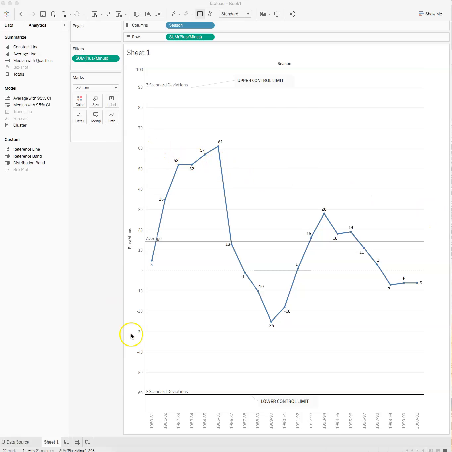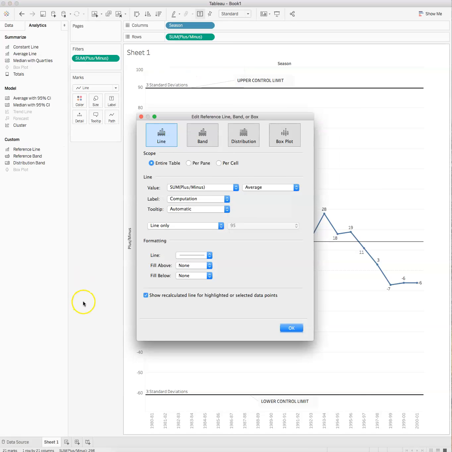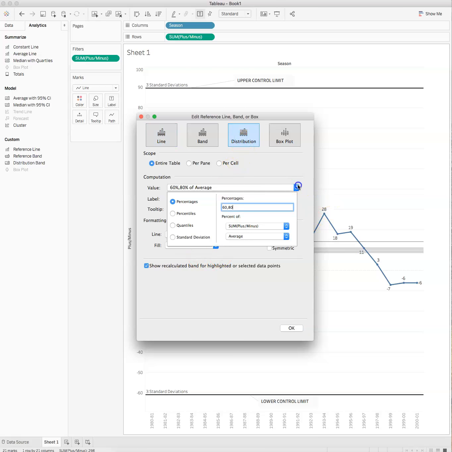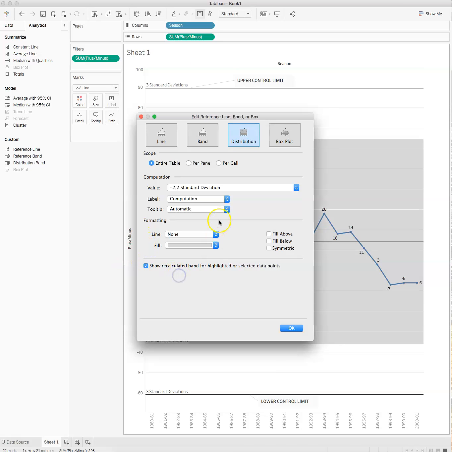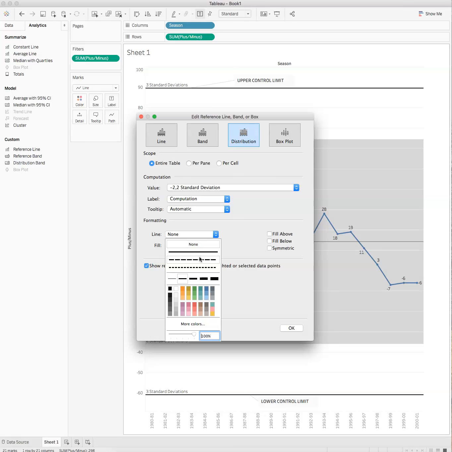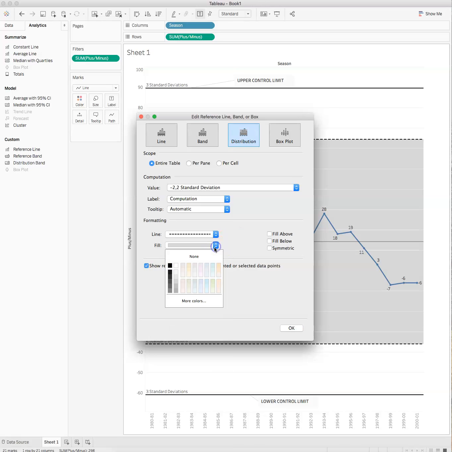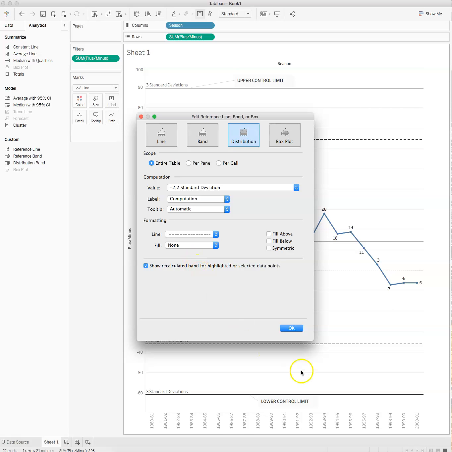Are 2 out of 3 consecutive points more than 2 standard deviations above the mean? So for that, we might add another standard deviation line, and we can keep adding reference lines. So here, I would add just another reference line here to the table, and it's a distribution, and it's a standard deviation, and here it's -2, comma 2. Okay. And I want lines here. Let's put dashed lines. No fill. And that's okay.